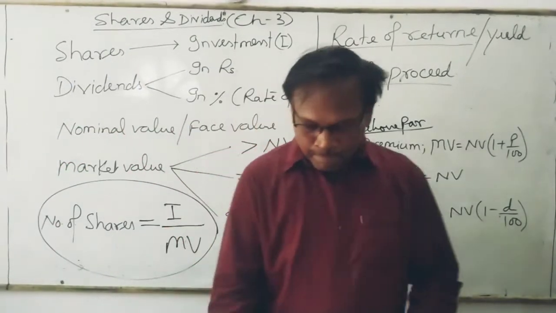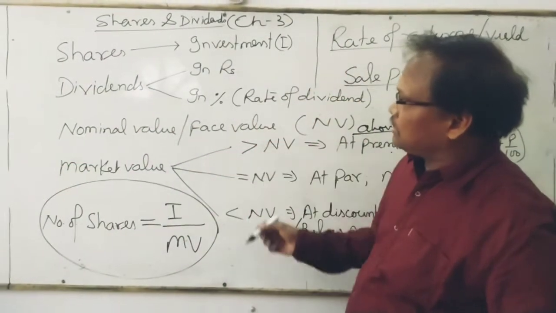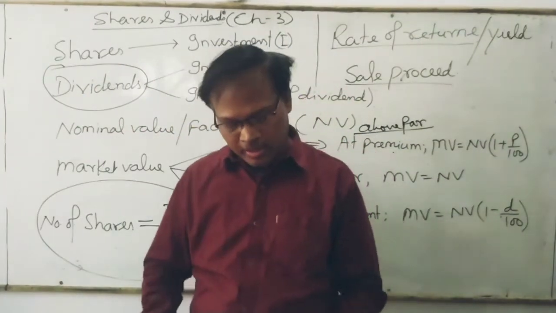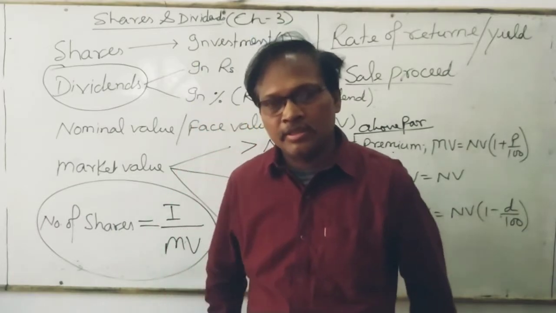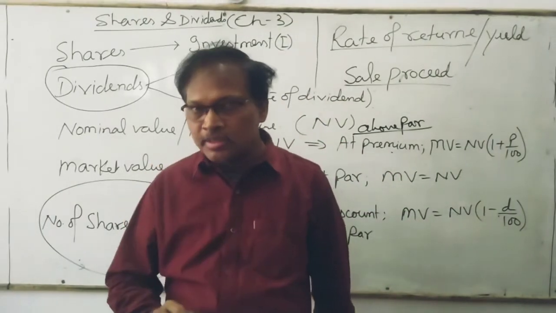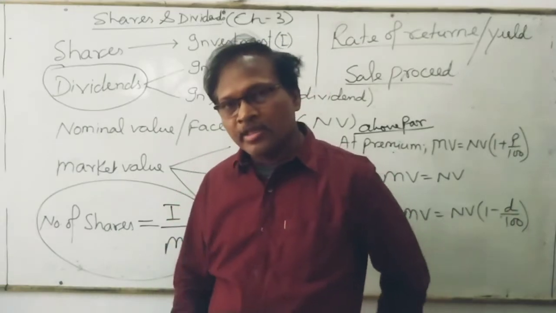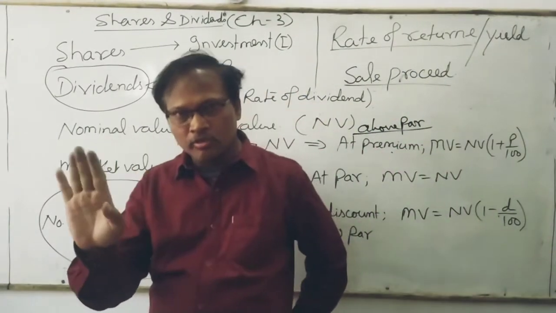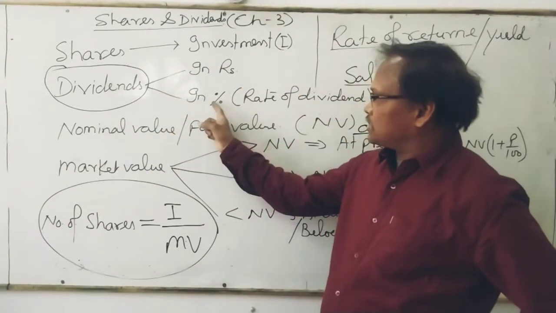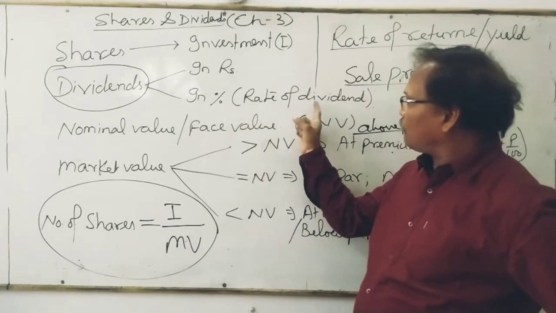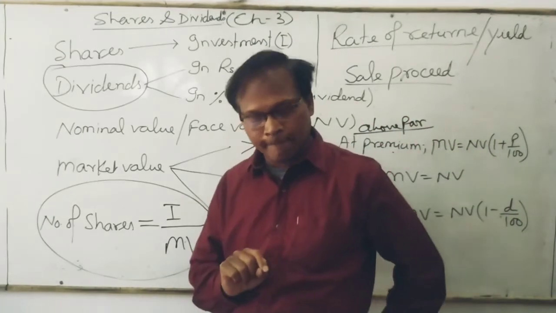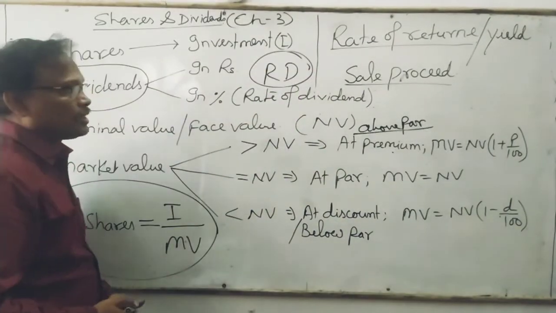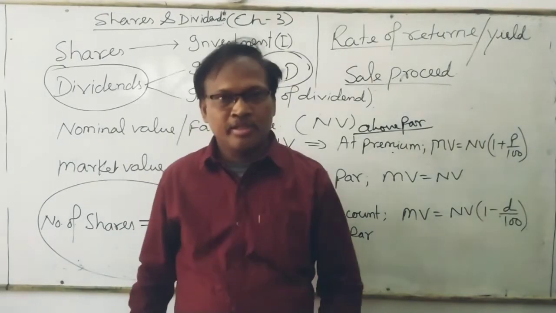Now one term is here, that is dividend. Dividend is very important. There are two types of dividends. Dividend may be in rupees or dividend may be in percentage. Dividend if given in rupees, then no problem, it is in rupees. Dividend given in percentage, then it is called rate of dividend. इसको rate of dividend कहते हैं, जिसको हम कहते हैं RD. इसको in this way you can say the R into D means RD, rate of dividend.